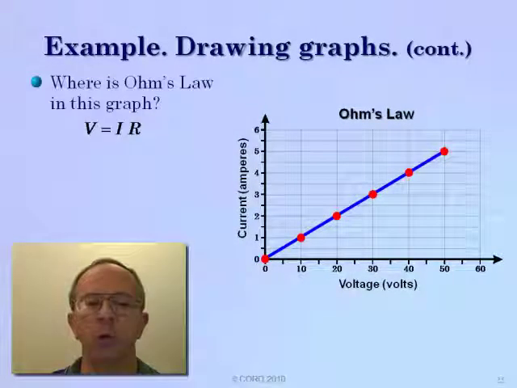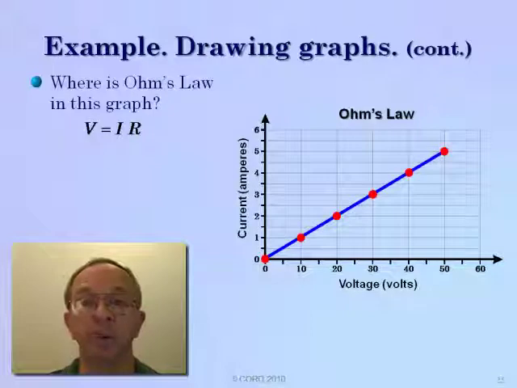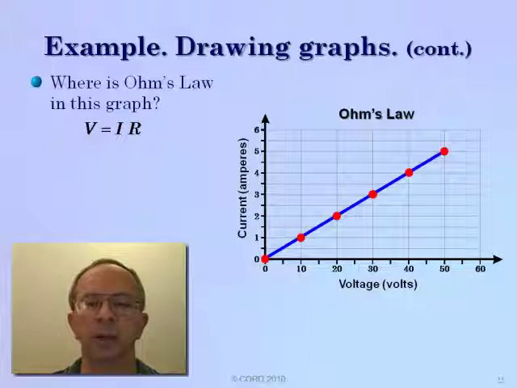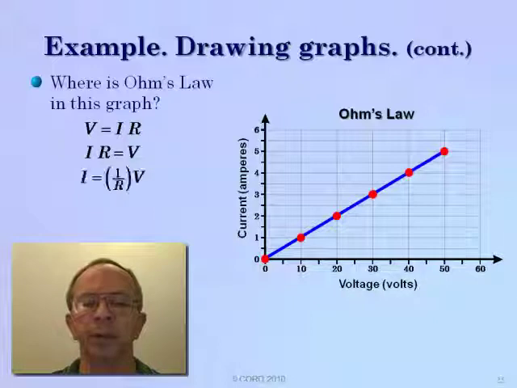Now, where is Ohm's Law in this graph? You remember Ohm's Law is voltage is equal to the current times the resistance. Well, we've got the voltage and the current. Do we have the resistance on here? Well, we can rewrite that as I times R, or the current times resistance, equals the voltage V. And we can solve for I by dividing both sides by R, the resistance, and we get I is equal to 1 over R times V.